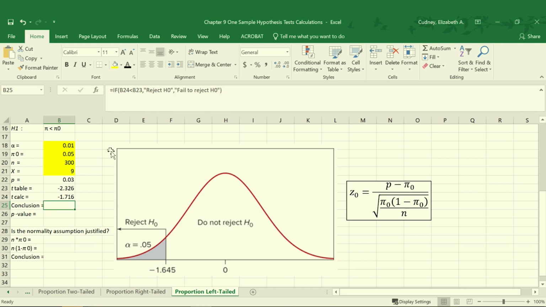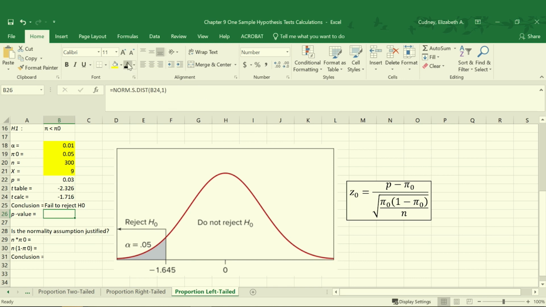We can set that up with our logic here as well, that if B24, our t calculation, is less than B23, our t-table, we would reject our null hypothesis. Otherwise, we would fail to reject our null hypothesis. So we have the correct conclusion of failing to reject our null hypothesis.